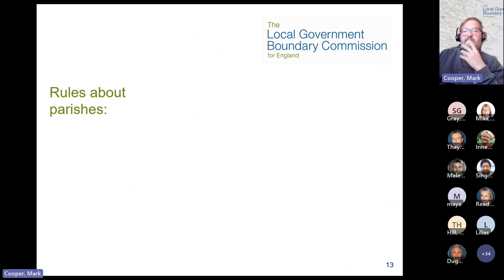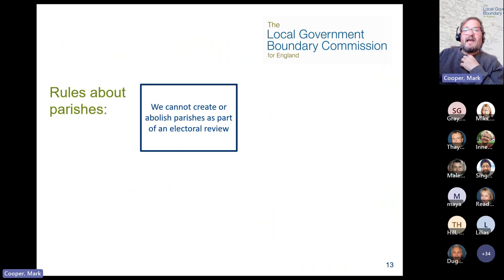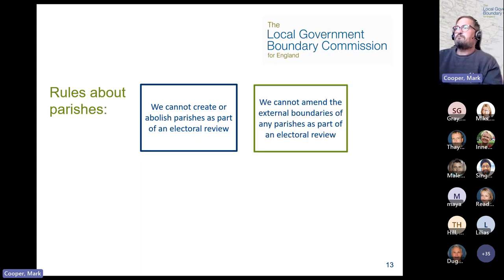We have some very specific rules about parishes during the electoral review. And I know there are three parishes on the edge of the city. We cannot create or abolish parishes as part of an electoral review. That is always done by the local council itself as part of a community governance review, which again is solely the responsibility of the relevant local authority.